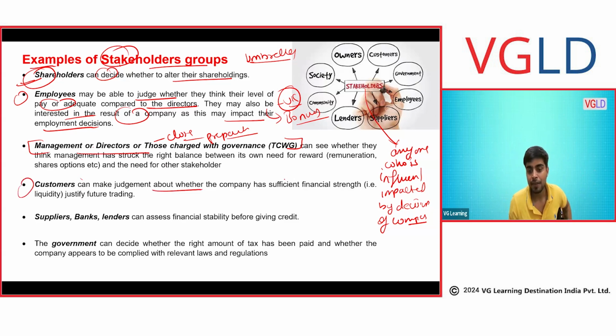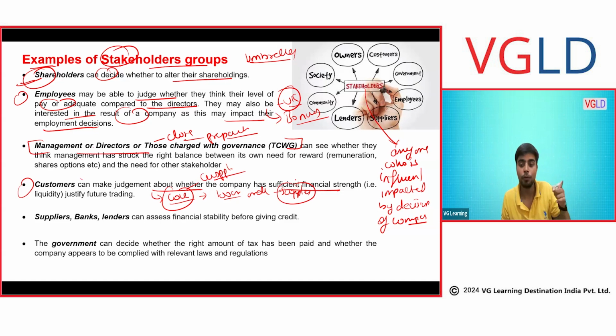Customers can make a judgment whether the company has sufficient financial strength. One example I can think of, let's say Coke company gives a 100 crore order to a supplier. So Coke is the customer of the supplier. Now, Coke company definitely wants the supplier to provide this soft drink. Let's say Coke company doesn't manufacture their soft drink. They basically hire a supplier, a third party. So they want to see whether this supplier is able to manage this 100 crore support.